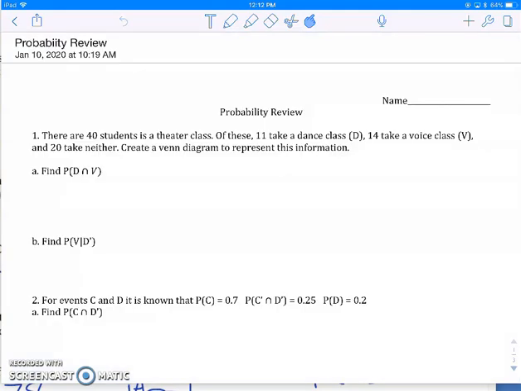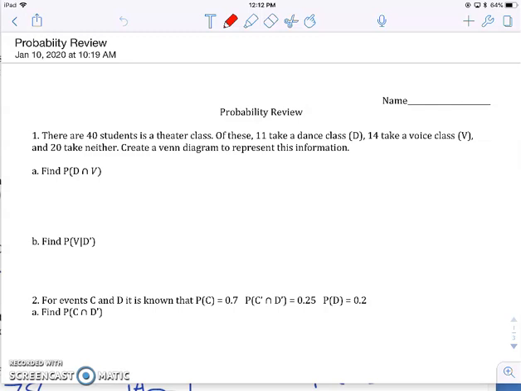Today we're going to take a look at this probability review. So there are 40 students in a theater class. Of these, 11 take dance, 14 take voice, and 20 take neither. Draw a Venn diagram.